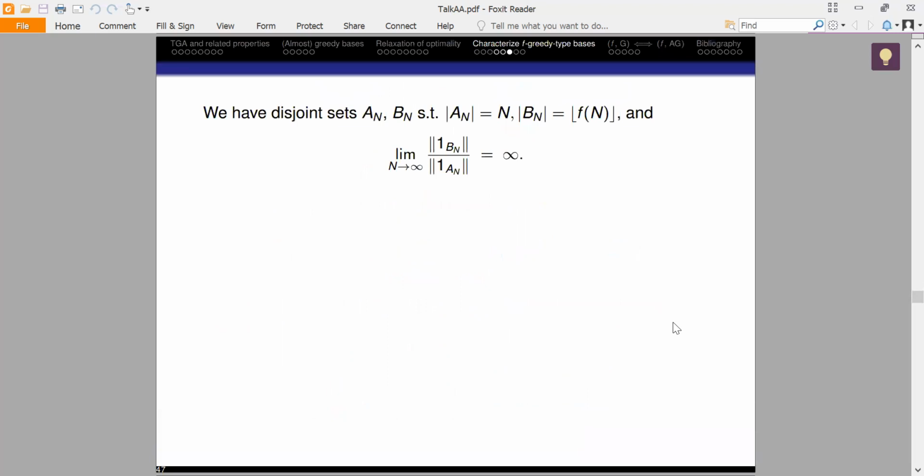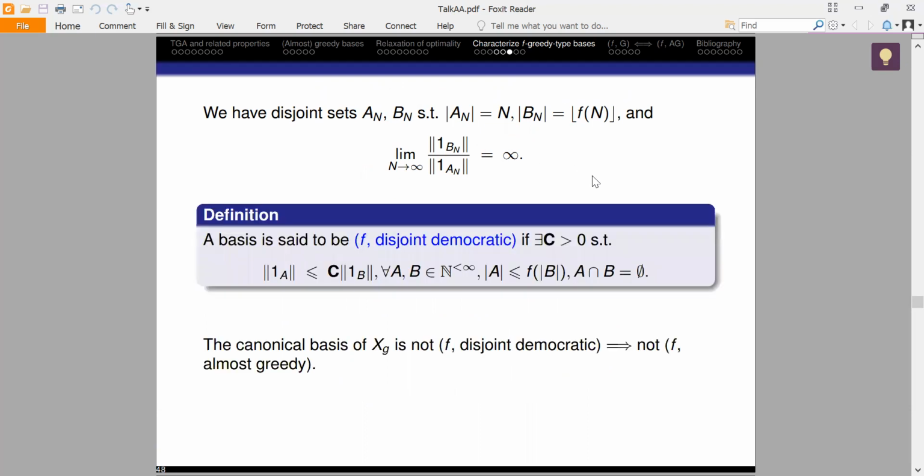Now you see that you have a bunch of sets, two sets, and they satisfy the condition in the definition of f-disjoint democratic, but the ratio is unbounded, right? So it doesn't satisfy this condition. The two sets A_n and B_n don't satisfy this inequality, right? Because it's not bounded by C. So the basis is not f-disjoint democratic, and so by the way we characterize the basis, it is not f-almost greedy.